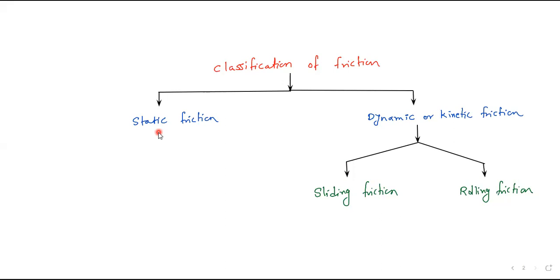Okay, ideal smooth surfaces are not there, so there may be some value of the mu which we will get. So even though the body is at rest, that body feels the frictional force. The frictional force depends upon mu and R. So that is called the static friction when the body is at rest.